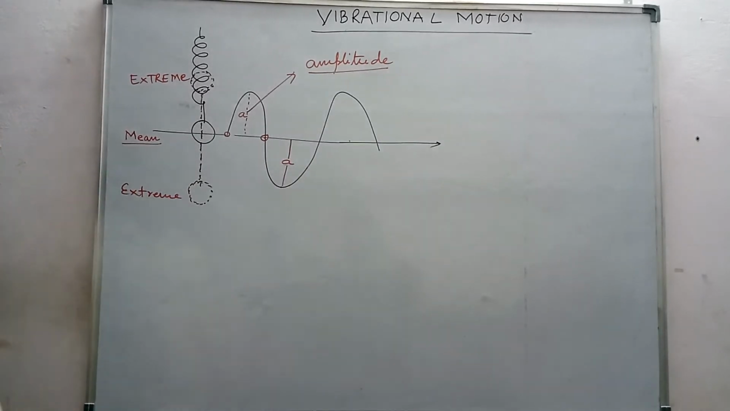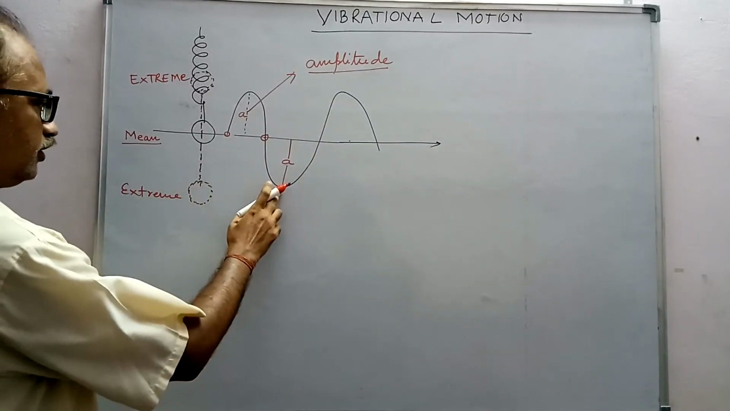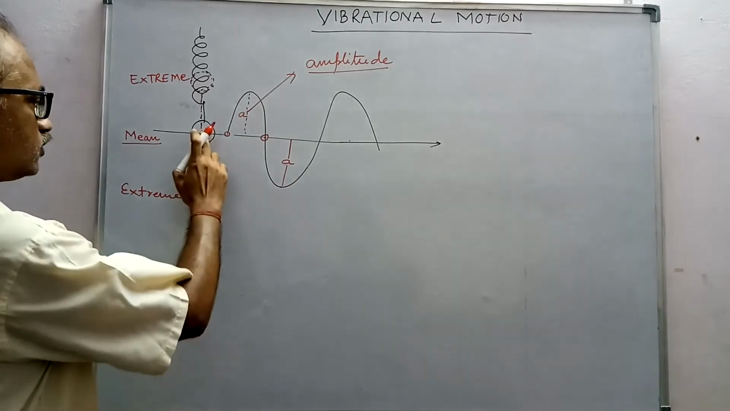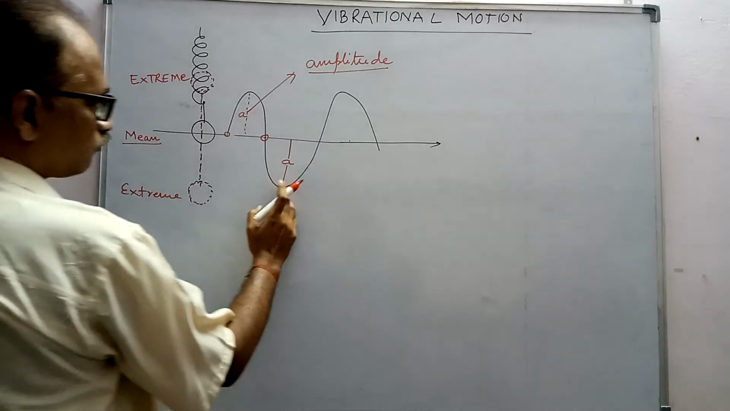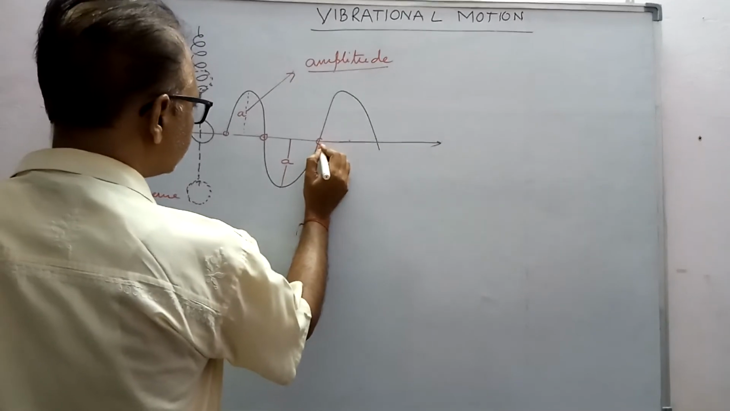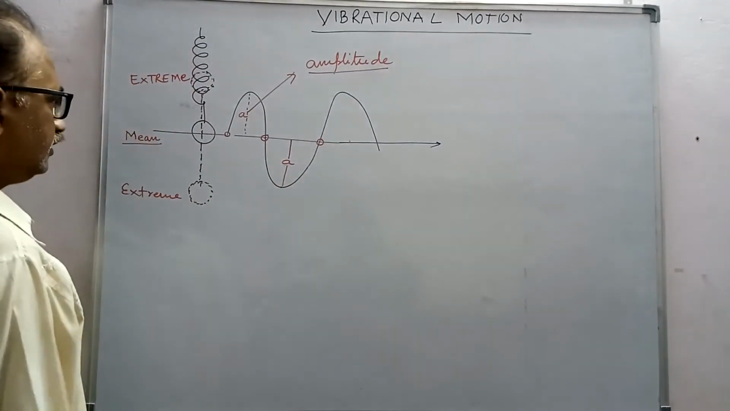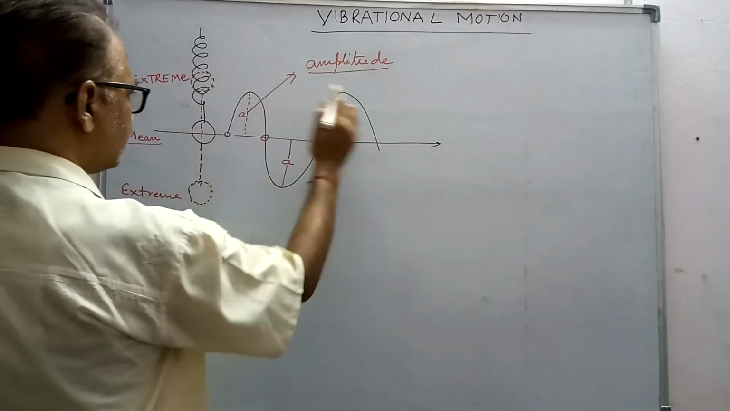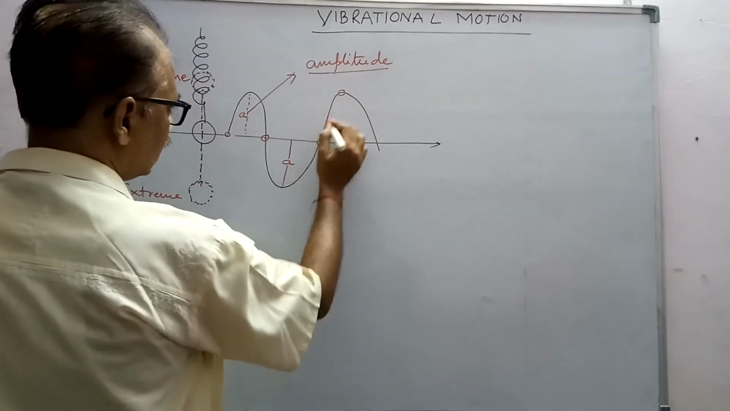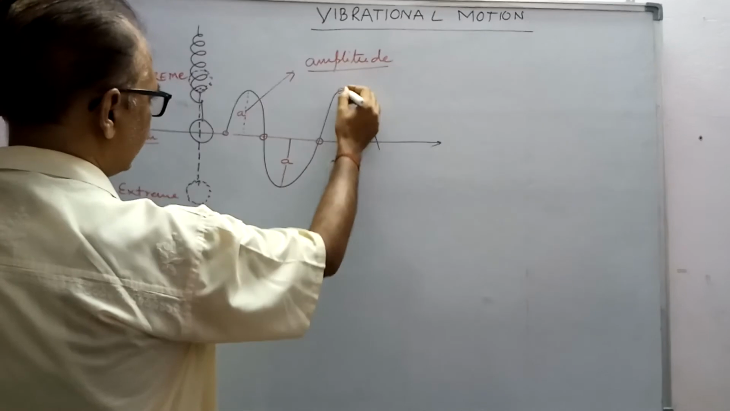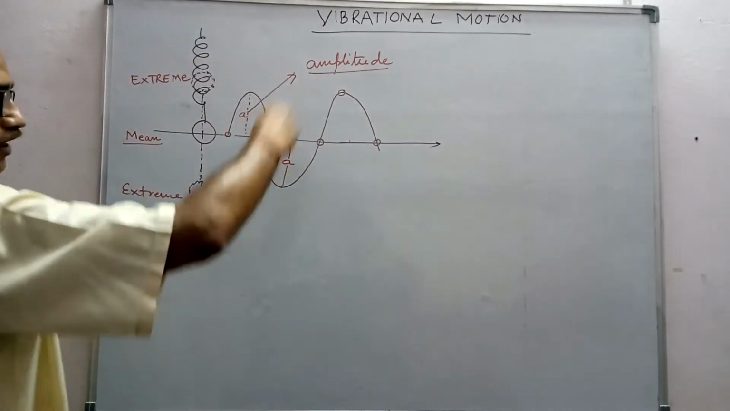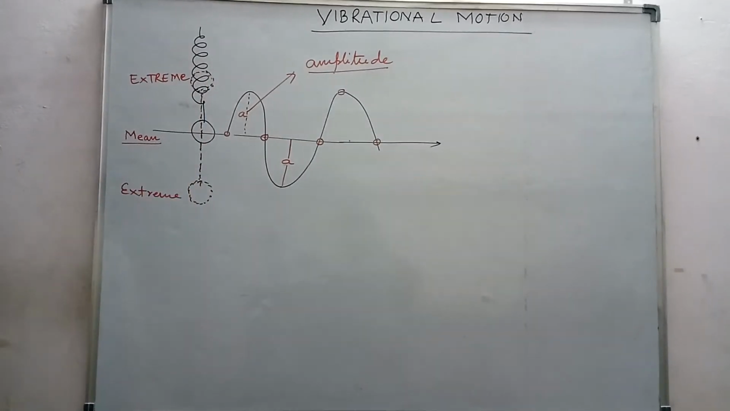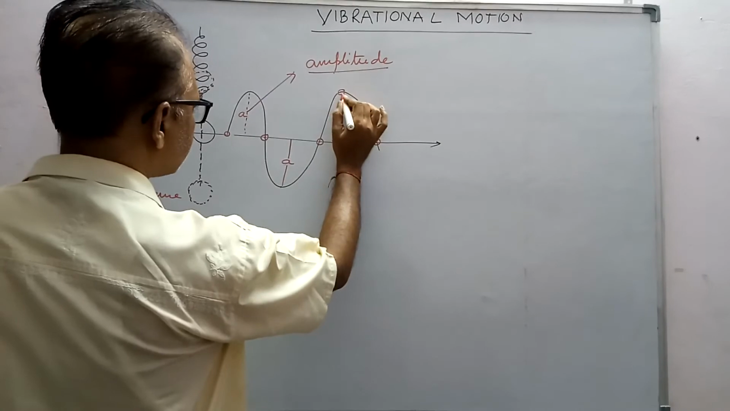Again, when the ball reaches this spot, then the ball goes forward, and it reaches the mean position again. And then from here it goes back to this place, that is the extreme position. And then from extreme again to the mean position, and the ball keeps on going this way, through the mean and the extreme positions. So this point is again amplitude.